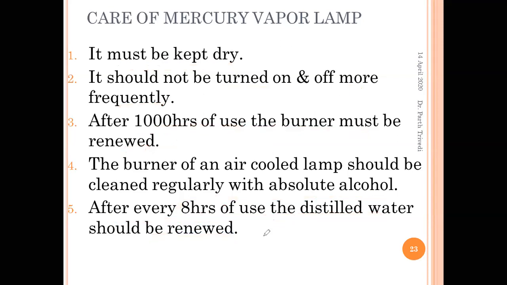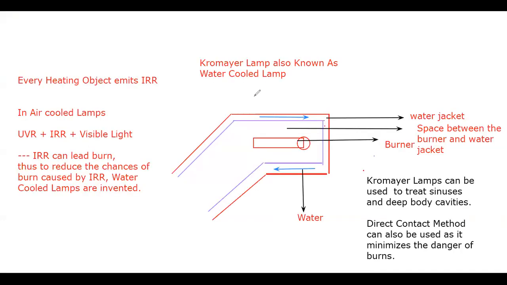Okay, so we will again go to my whiteboard slide wherein I had shown you. I'll revise it again very quickly. So here you can see I have made a water jacket. The water is flowing through the blue arrow. This is the space between the burner and the jacket. This is the burner. It is simple.